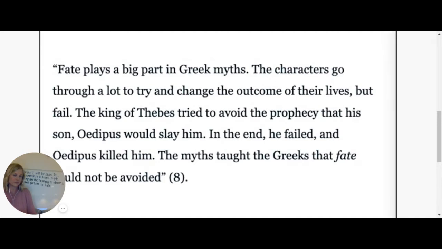Fate plays a big part in Greek myths. The characters go through a lot to try and change the outcome of their lives, but fail. The king of Thebes tried to avoid the prophecy that his son Oedipus would slay him. In the end, he failed, and Oedipus killed him. The myths taught the Greeks that fate could not be avoided.